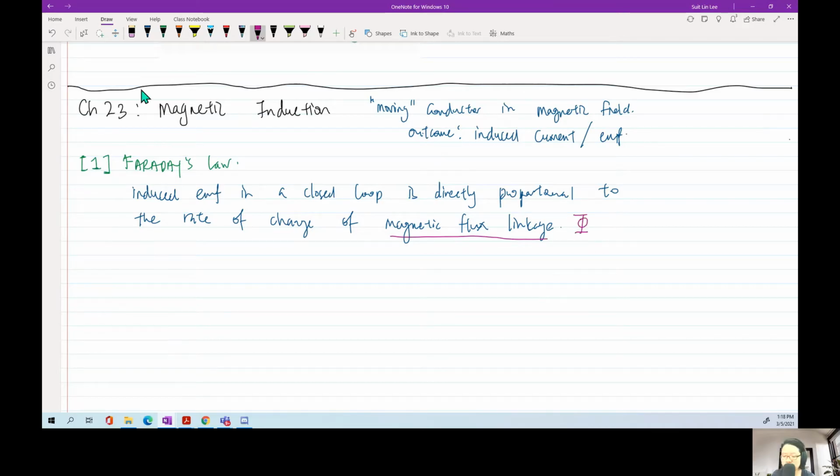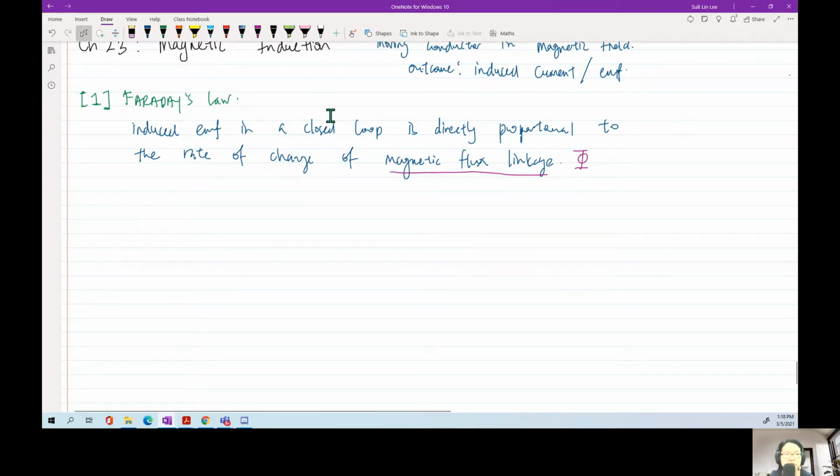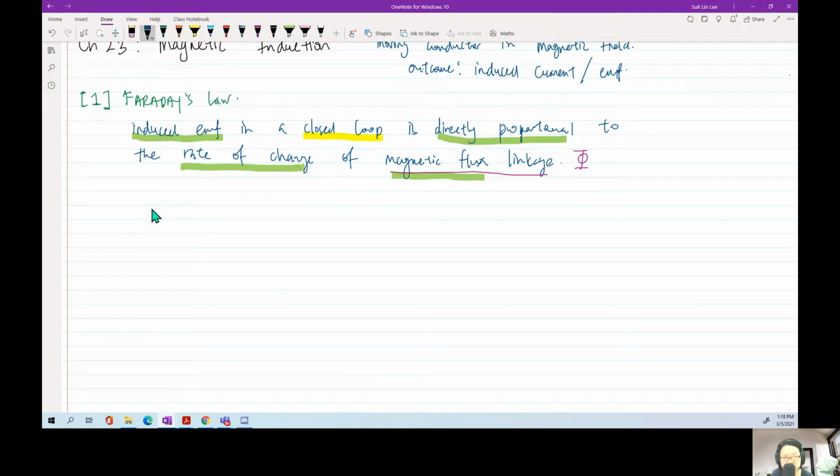Okay, we're going to break this down a bit. The first thing we look at is we need to have a closed loop. So this is the condition. And what is happening here is we will have an induced EMF and it is directly proportional to the rate of change of magnetic flux. So we put it in the equation: induced EMF E is directly proportional to dΦ/dt. Before I break this down, I also want to tell you that there's a negative sign here, but you may be thinking, why is there a negative sign?